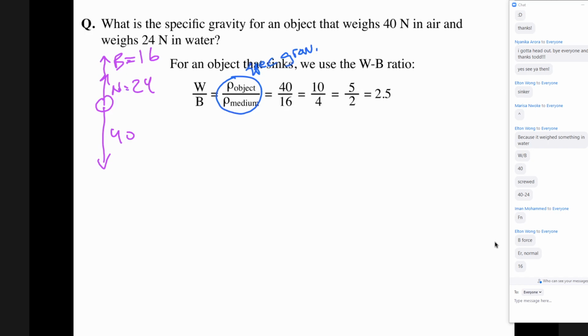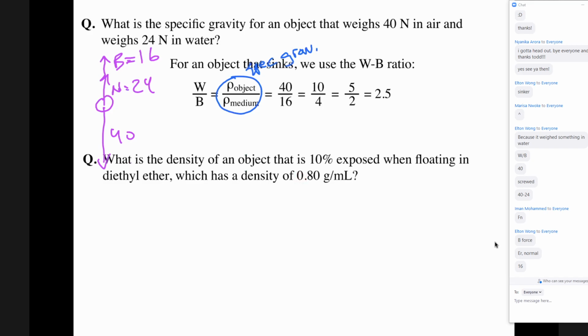Is this actually pretty easy if you set it up like this to start out with? It is a sinker, so I'm going to start out with my sinking relationship. If it were a floater, how do I know this one is floating? It says it in the question. And 10% exposed, so I know it's not fully submerged, and it says floating. So for a floater, relative density equals what?